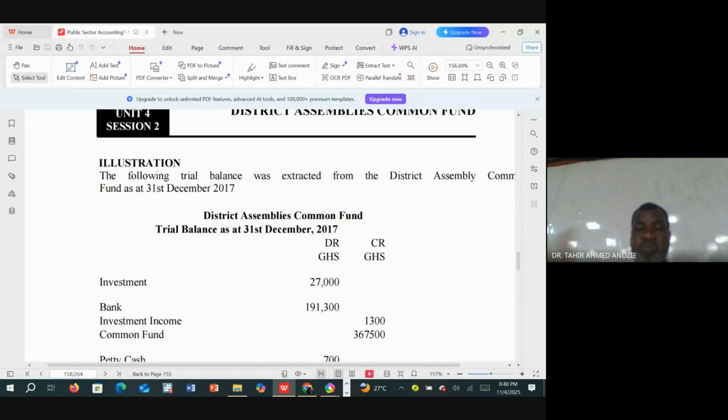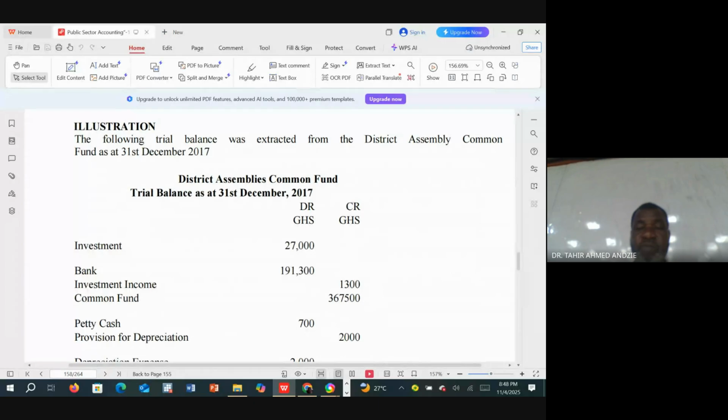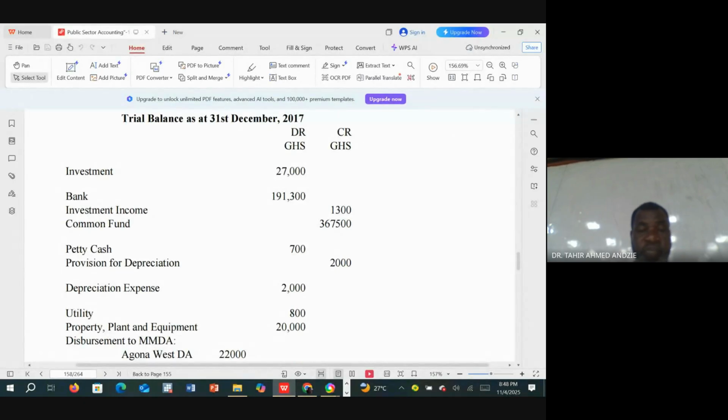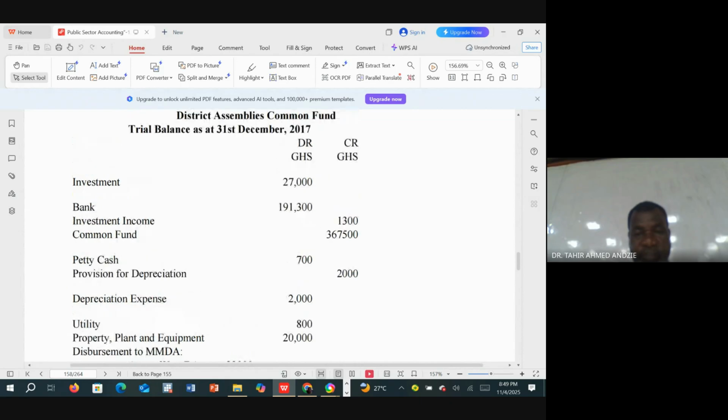The position of the fund is how much do you have, how much have you spent, what is left. Okay, so the following trial balance has been extracted from the District Assembly Common Fund as at 31st December. So we have the investment, bank. Then you have investment income. Okay, you have common fund distributed for the period. Petty cash. Take notes. We have debit and credit. The ones at the debit are more or less expenditure. The ones at the credit are income and liability.